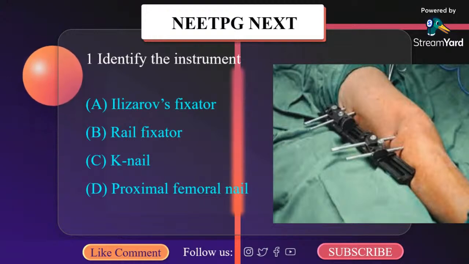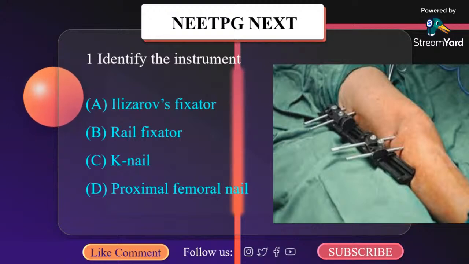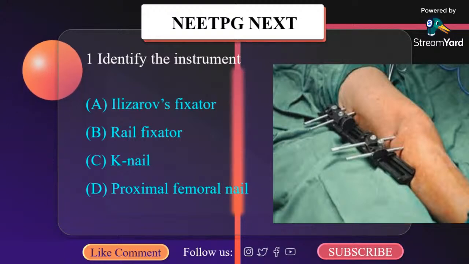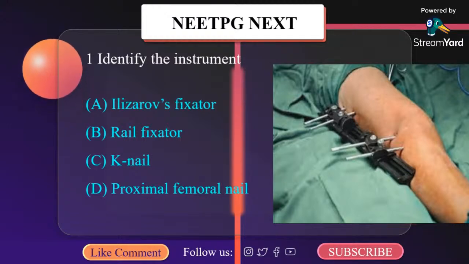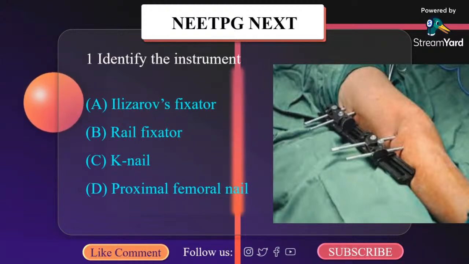Elizarov's ring fixator was developed by Gavril Abramovich Ilizarov, who described the law of tension stress, that is, the principle of a new tissue developing between the distracted bone ends, in 1950. Indications are for limb lengthening, arthrodesis, infected non-union, and deformity correction, etc.